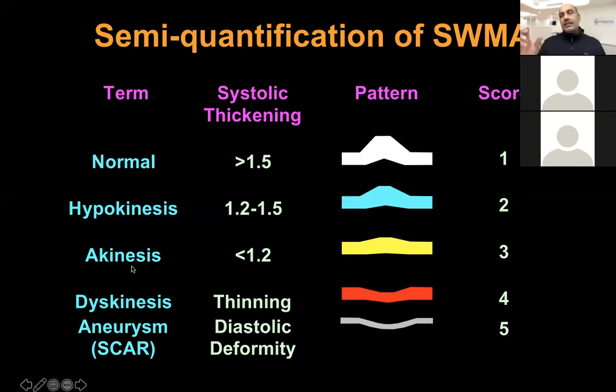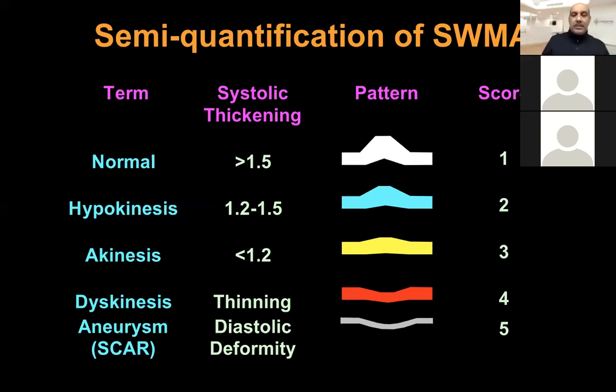Akinetic is when that particular segment is not seen to change at all, because our visual perception, our eyes, cannot perceive less than a 10% difference in thickness. So any segment which is not seen to change in thickness is akinetic. And dyskinesis is when you see outpouching during systole. That is dyskinetic. Aneurysm is when the dyskinesia or change in shape is persistent in diastole as well.